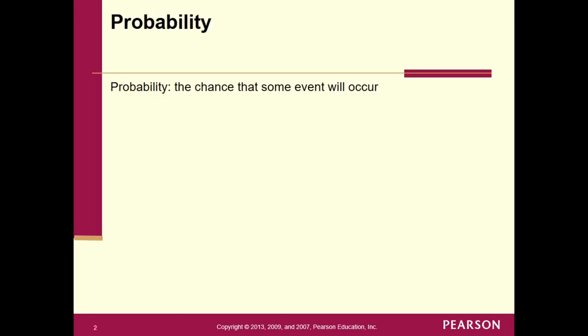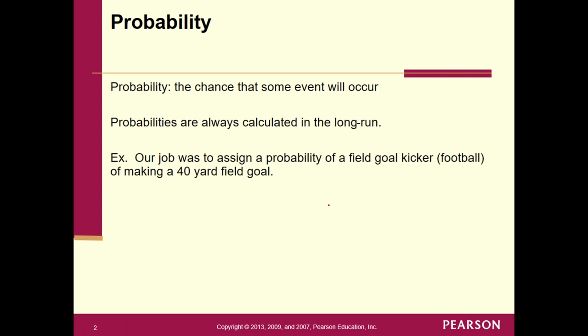And so, what is probability? Probability is the chance that some event will occur. And I have to stress this, that probabilities are always calculated in the long run. What does that mean? Well, let's say that our job is to assign a probability to a field goal kicker, so we're talking about American football, of making a 40-yard field goal.